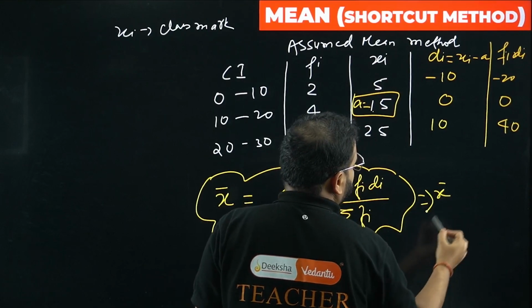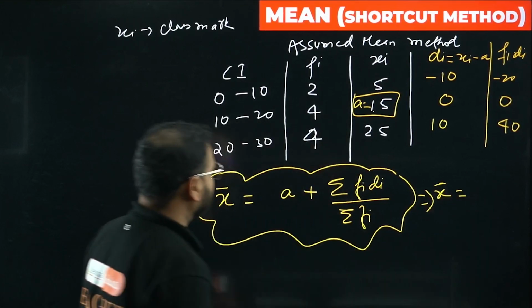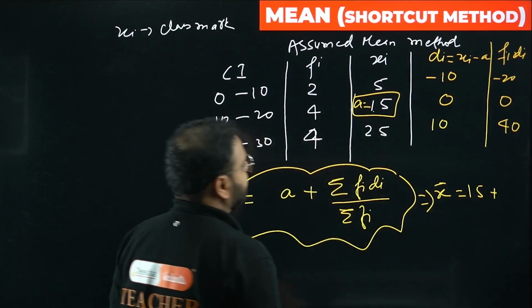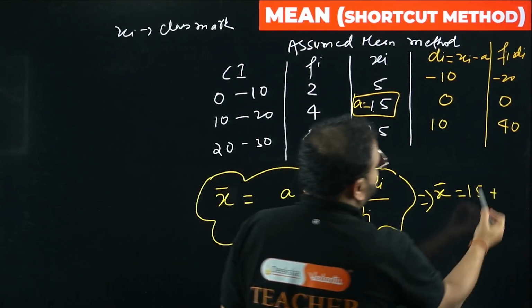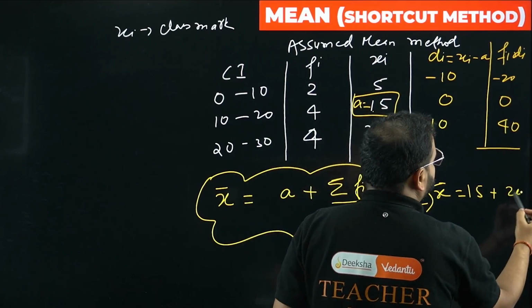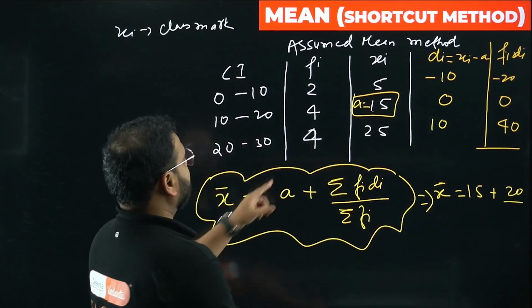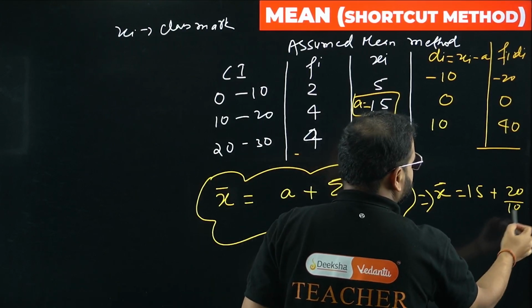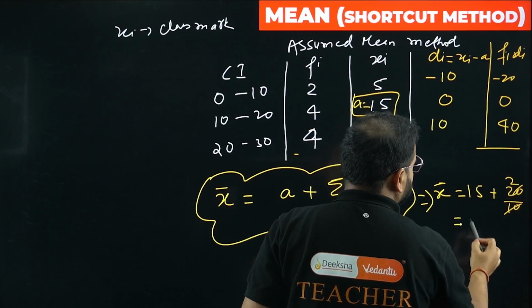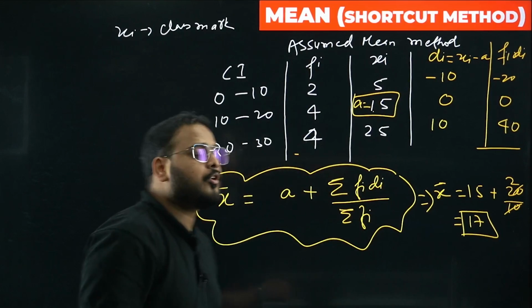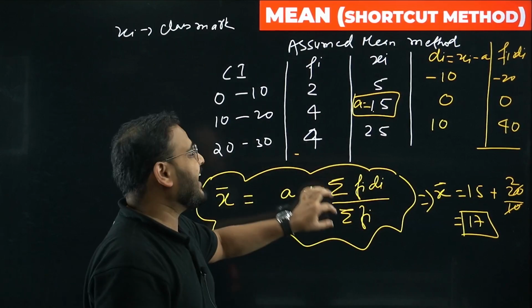So what will I get? X bar will be equal to a, which is what? 15. Plus sigma fi di, how much is that, sir? Take the sum of this. 40 minus 20, so simply 20, divided by the sum of this, 4 plus 4 is 8, plus 2, 10. How much is this? 10 by 2. The answer is coming 17.